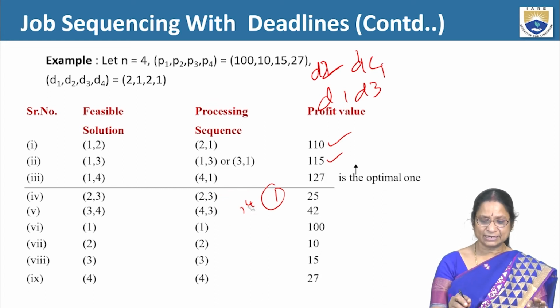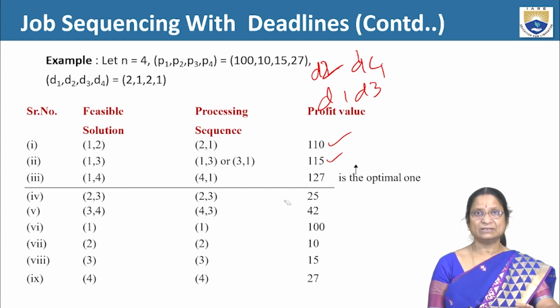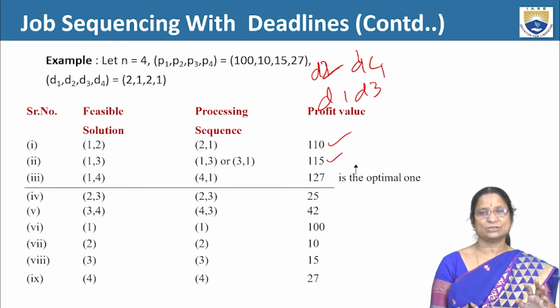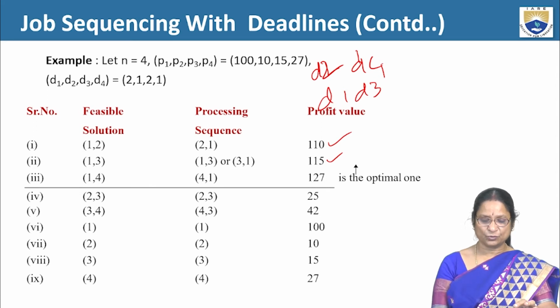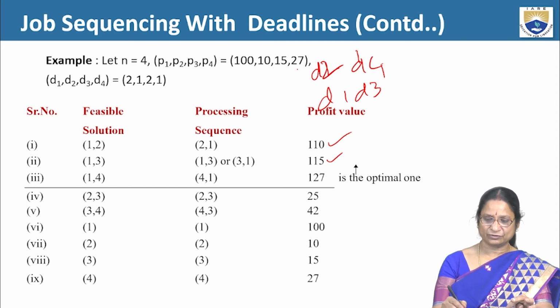Next, we have to consider 3. 3, 1 means 1, 3 completed. No, so 3, 1 is also the same. 3, 2 actually. So 3, 2 means 2, 3 is over. No, so that can be considered. 3, 3 is not possible. 3, 4 means here 4, 3 order is there. 3 is having profit of 15, and 4 is having the profit of 27. Then the combination will be 42.